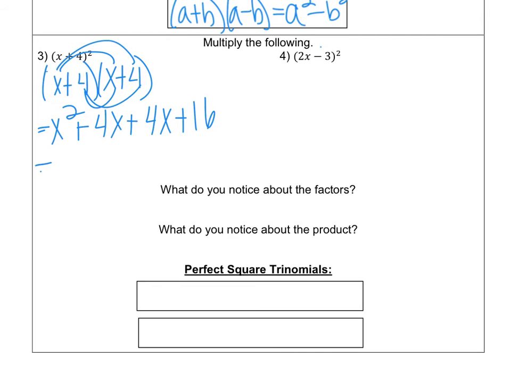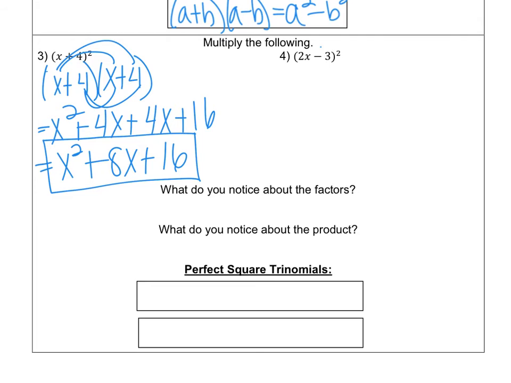So now let's combine our like terms. I've got 1x squared. Then I have 4x plus 4x, which is 8x, and then 16. So with this problem, we didn't eliminate our middle term. Okay, let's see what happens on the next one.